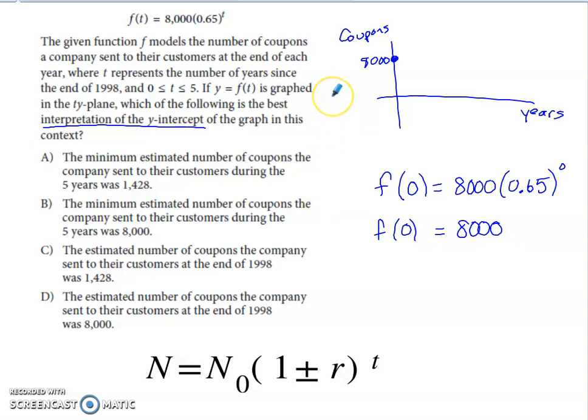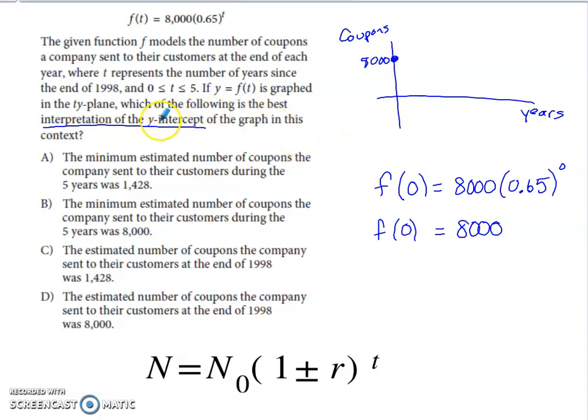So here's the problem I was referencing earlier about the coupons. It says the given function models the number of coupons a company sent to their customers at the end of each year. T represents the number of years since the end of 1998. Time is only going to be measured from 0 to 5, so I guess from 1998 to 2003. And then y of t is graphed in the ty plane, so we have the t-axis rather than the x-axis. And then on the y-axis, we're going to have the number of coupons, right? That's what this function does, determines how many coupons the company passed out.